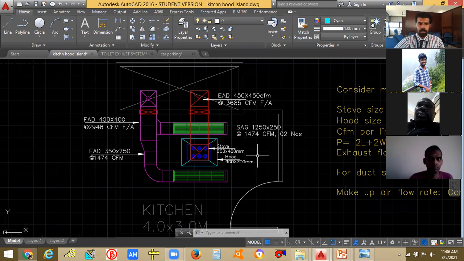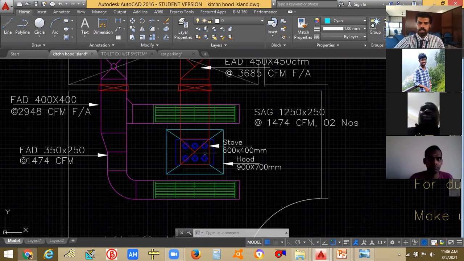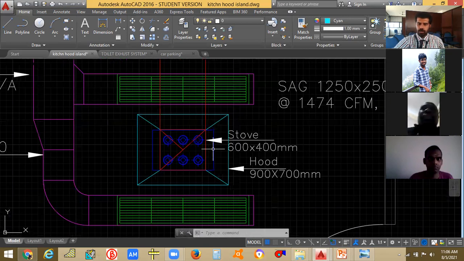Okay, I will explain once more. You need to know the length and width of the stove. If we know the length and width of the stove, we could easily find the length and width of the hood. When you have found the length and width of the hood, the next step is to find the CFM.